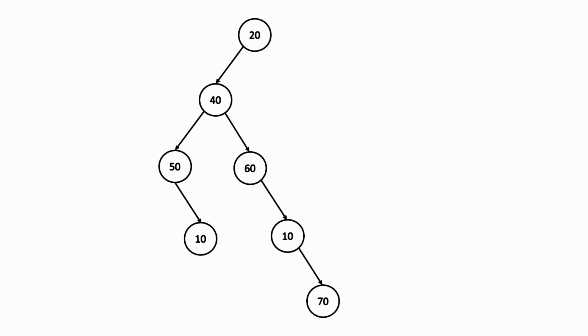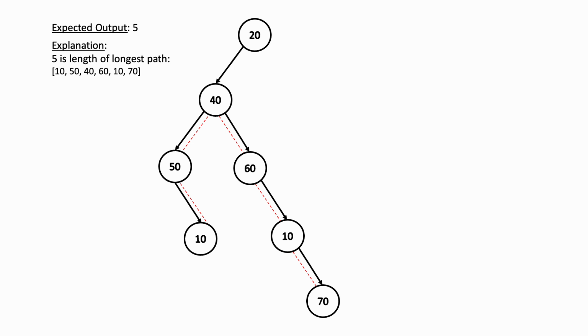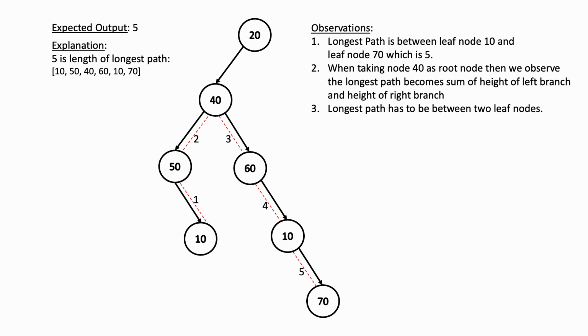Let's understand the question using this example test case and think about the solution. The expected output will be 5 because the longest path is from node 10 to node 70. The number of nodes is 6 but the number of edges is 5, hence 5 is the output. The observation is that the longest path is between leaf node 10 and leaf node 70, which is 5.